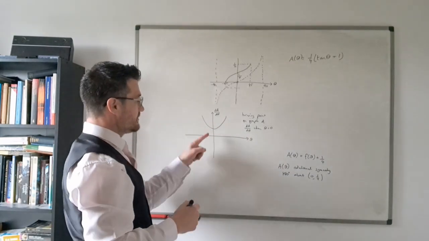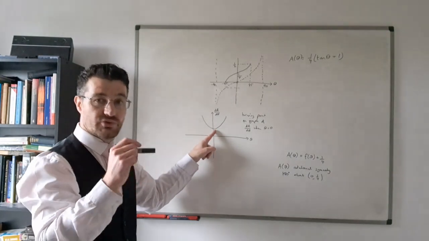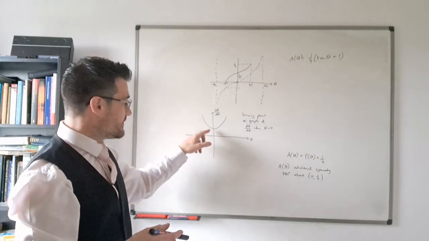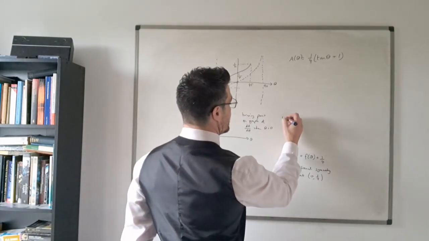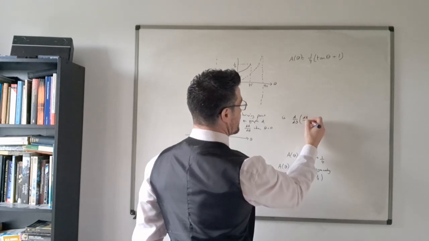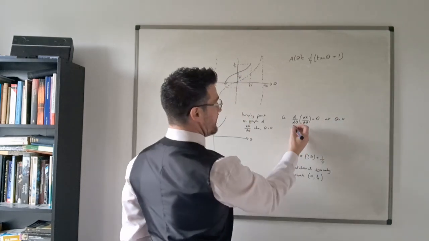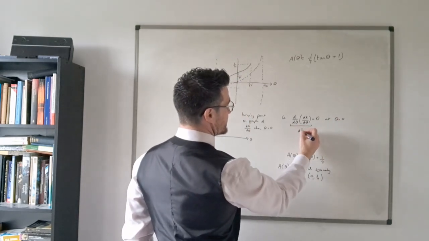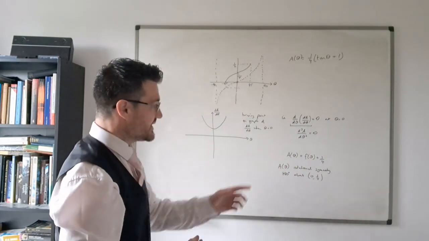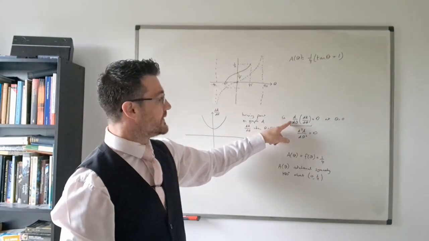So what does that mean? Well, if there's a turning point on the graph of the gradient function, that means that the gradient of the gradient function must be 0 at that point. So d by dθ of dA by dθ is equal to 0 at θ equals 0. But this is exactly d²A by dθ². d²A by dθ² equals 0 at θ equals 0.